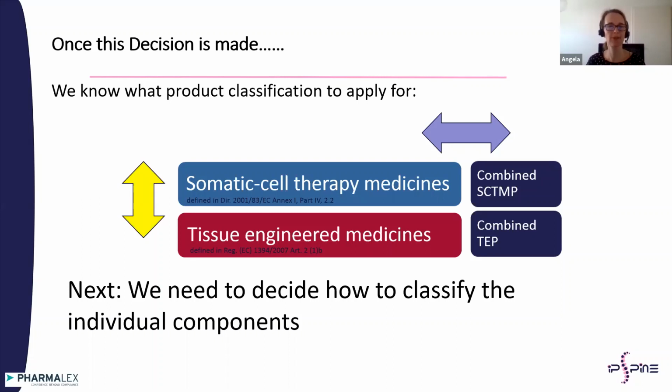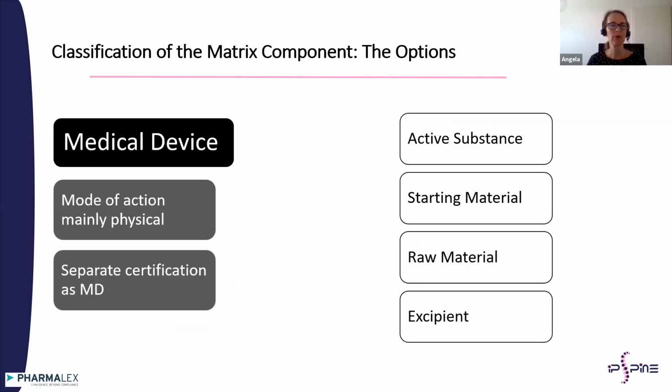So hopefully we will eventually have made this decision. And once we have done so, we can look at how to classify the individual components within this product, which are two. In our case, it's the matrix and the cells. The main questions are to be asked for the matrix component. So how could we classify the matrix? We have two groups of options. Number one, as just described, you could say the matrix is a medical device if it has a primarily physical mode of action, in which case we could separately certify it as a medical device.